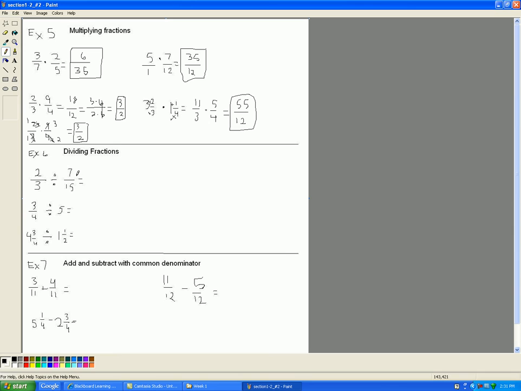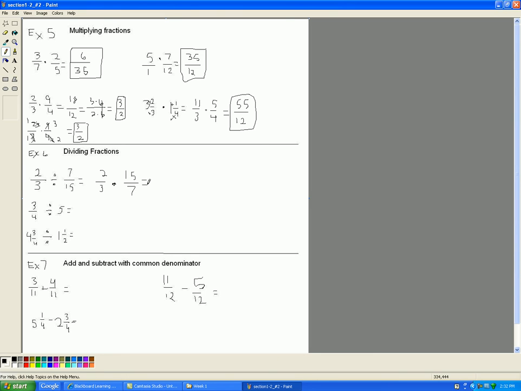Now we're going to go to division. Division is going to be really, really simple. All we have to do is look at the division sign, and when we rewrite this, we take the second number and flip it and turn it into multiplication. So we change the division into multiplication and flip the second number. Instead of 7 over 15, it's 15 over 7.